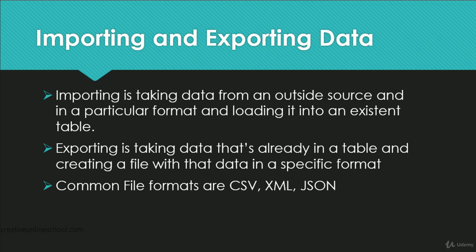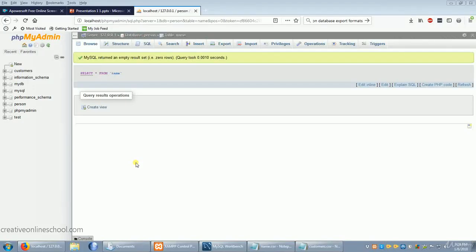The most common file formats are called CSV, XML, and JSON. CSV stands for comma separated value, and it's the most commonly used, and it's what we'll be using in this video. So let's get right to it.